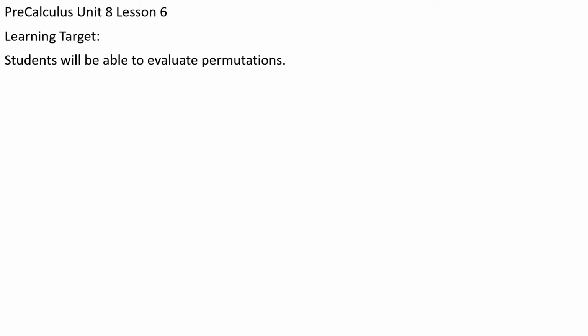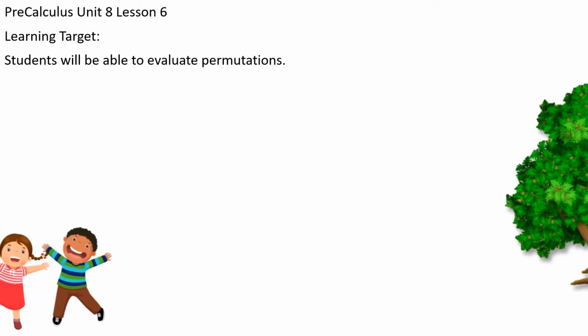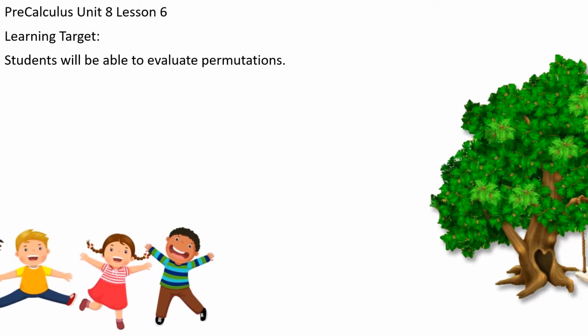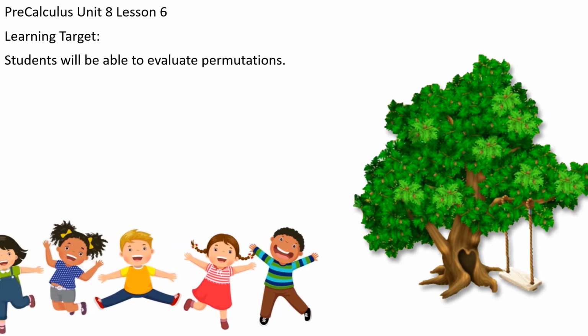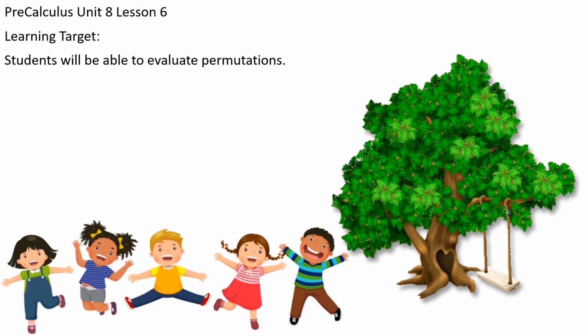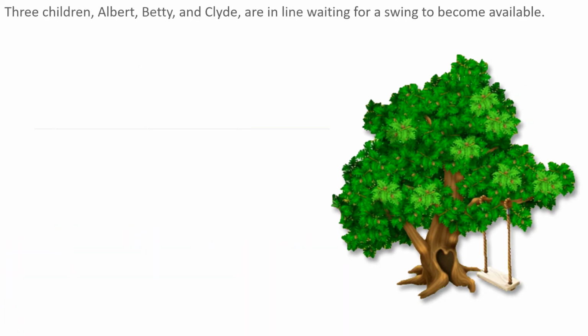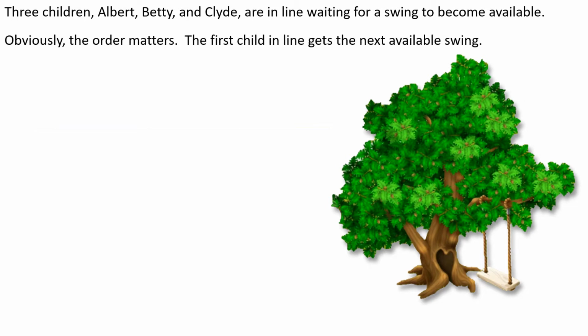Okay, so let's see how we're going to use those factorial skills. We're going to look at permutations. Oh my goodness, look, we got a bunch of children, and there's only one available swing. All right, so let's start with 3 children, and they're waiting for that swing. Order matters, right, because they're in line, because whoever is first in line gets to swing next.